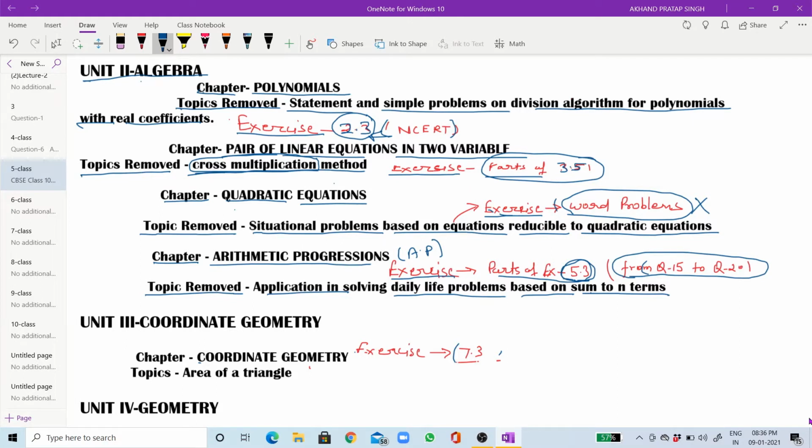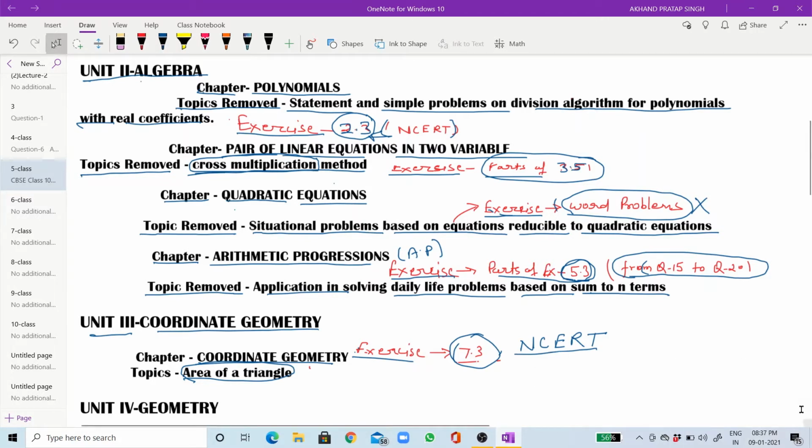And the next unit is coordinate geometry. In coordinate geometry, the topic area of a triangle will be removed. And if you look at the exercise of NCERT, exercise 7.3 will be removed. So dear students, take your NCERT book and mark all the exercises which will be removed from your syllabus, so that you are able to solve what will be available for your exam.